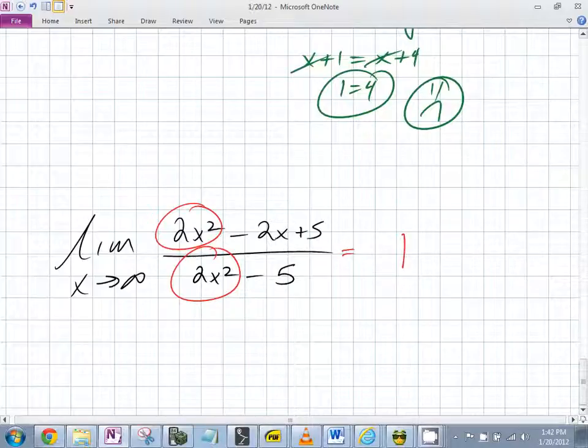We okay with that? As x gets huge, the only terms that are of any influence are the ones that are circled. Those are called the leading terms. The leading terms are the terms that have the highest power. So if the powers are equal, you just look at the leading terms. So it's pretty straightforward. Horizontal asymptote.